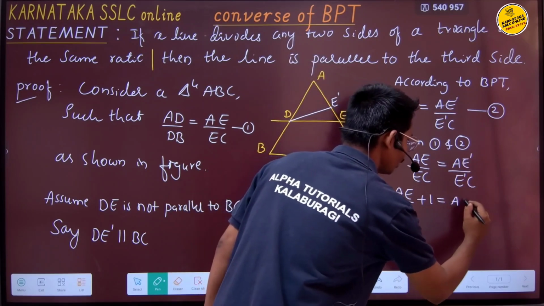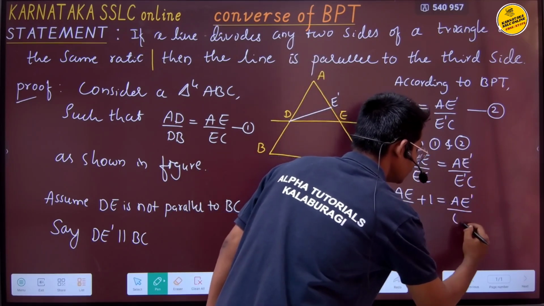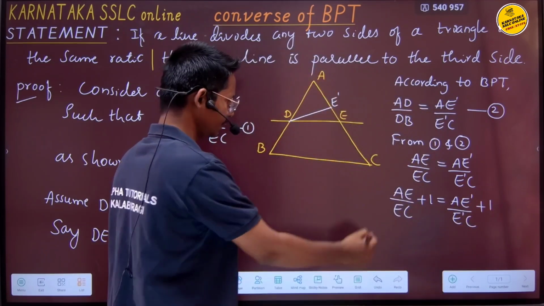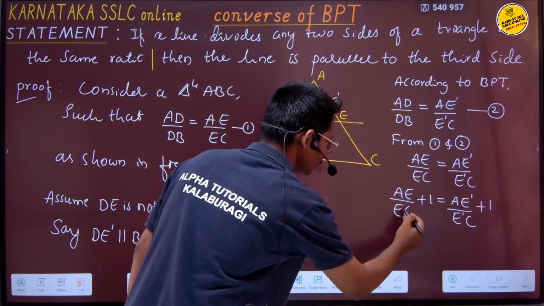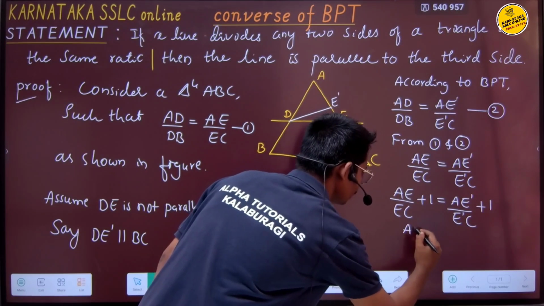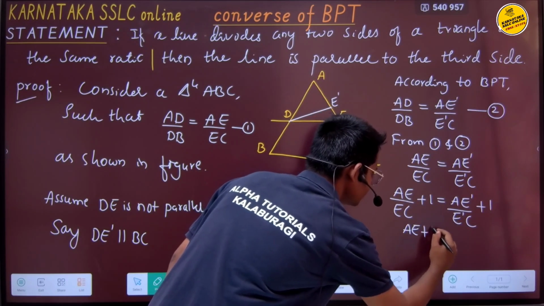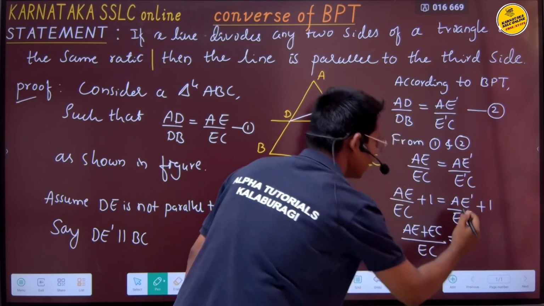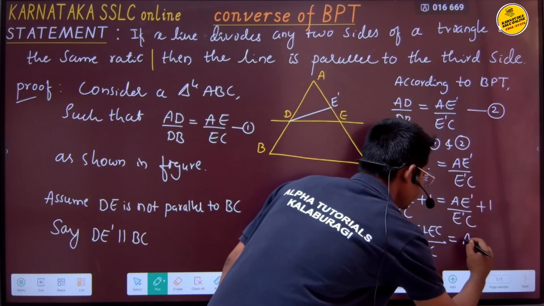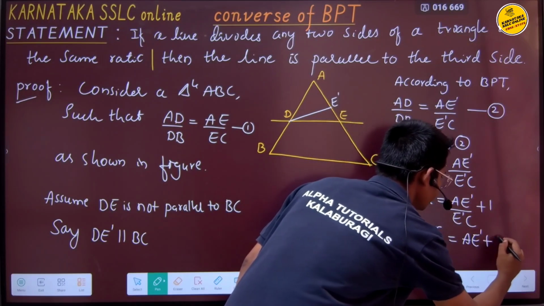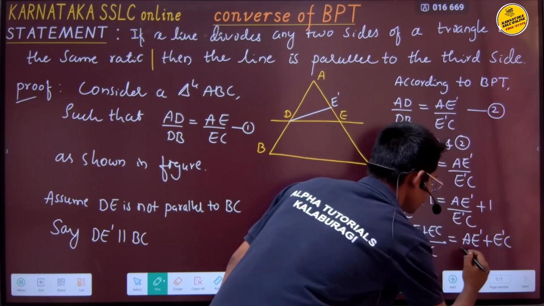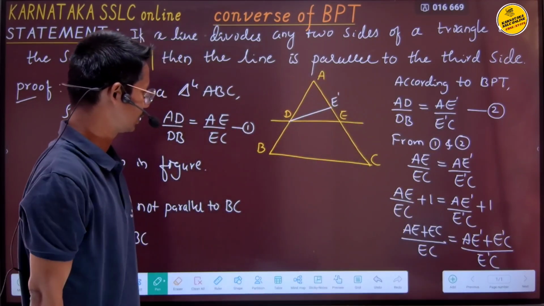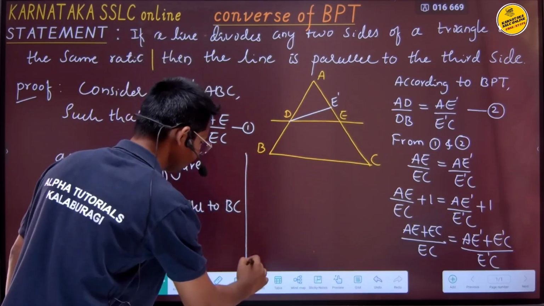this side also I want to add the denominator to the numerator. So again I'll add plus 1. Yes, so it is going to be 1 into EC. So it is going to be AE plus EC by EC, and this side AE dash plus E dash C by E dash C. Correct? Okay, so I'll continue here.